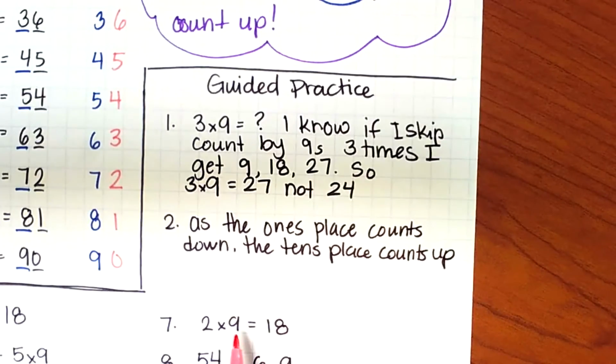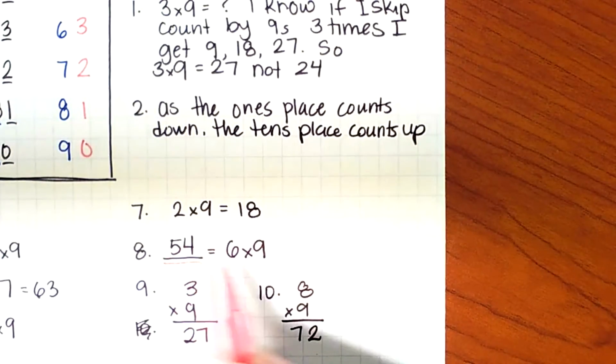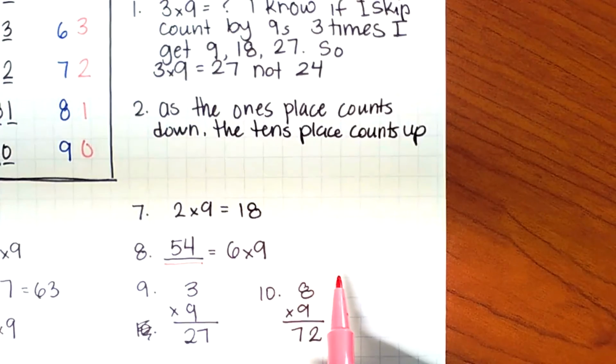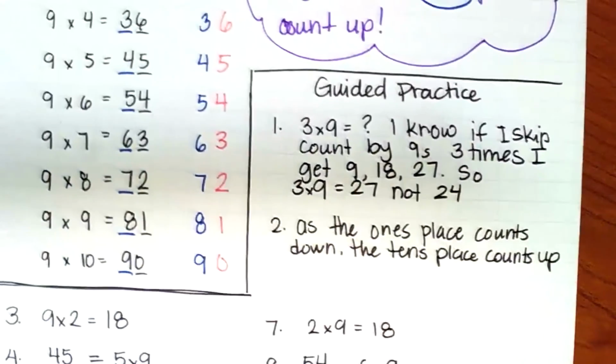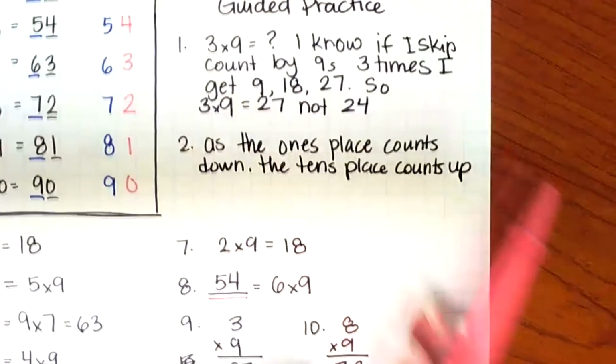2 times 9, we know is 18. We know that something was equal to 6 times 9 or 9 times 6, whichever way you want to go about it. We can go back to our multiplication facts over here. We know that we got 54.